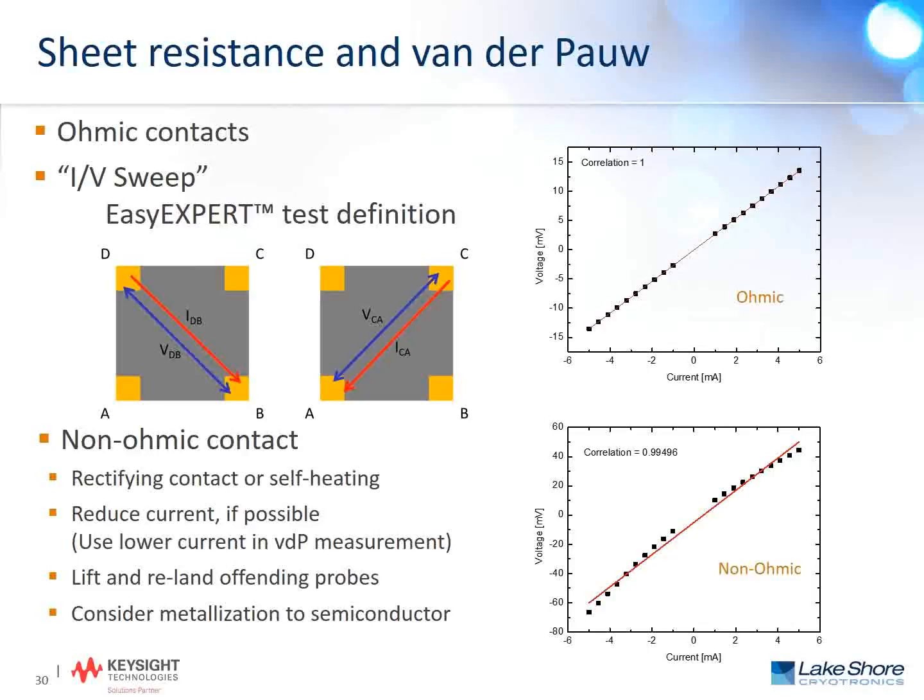And finally, considering the metallization to the semiconductor. Not in all cases do we get good ohmic contacts during the metallization phase. And so taking a look at those, either through annealing steps or using different metals, can change those contacts.